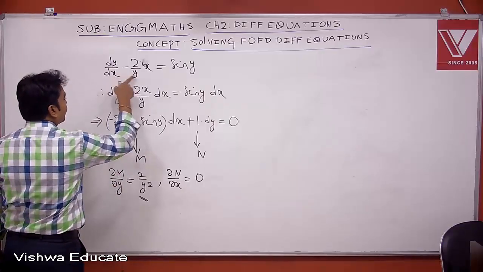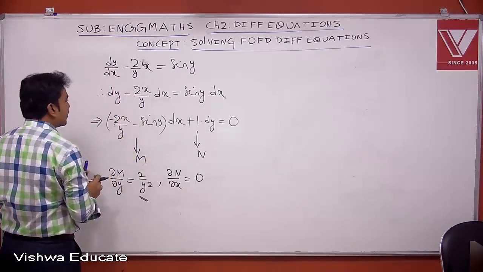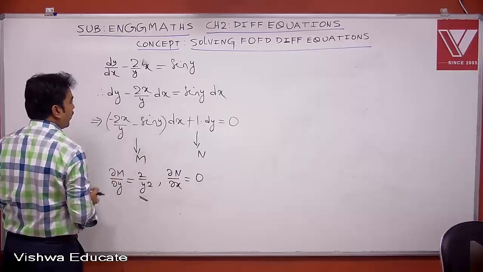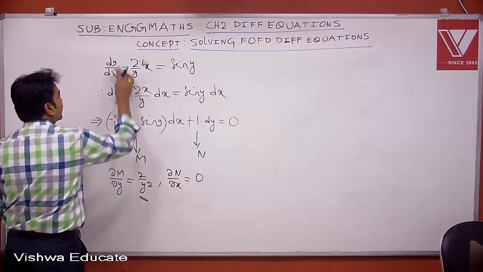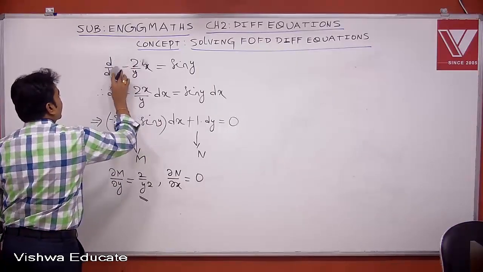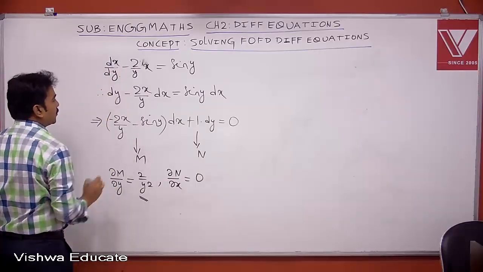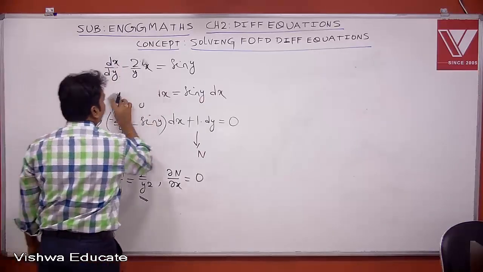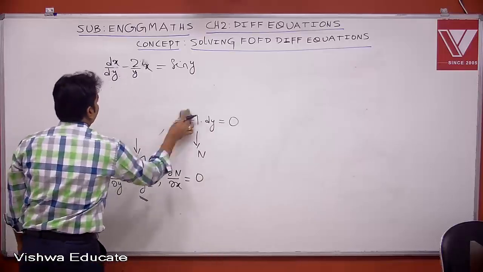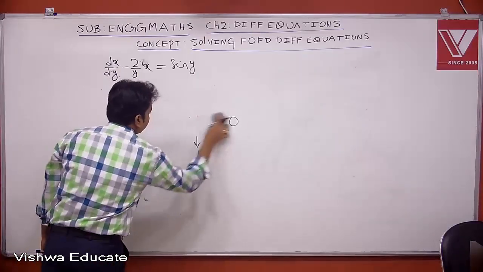So dy by dx minus 2y by x. What I do is just interchange the positions of x and y. So I am doing some modifications in this case. The modifications are like this. This is dx by dy. Now it works. Therefore, the equation is dx by dy minus 2x by y equal to sin y.